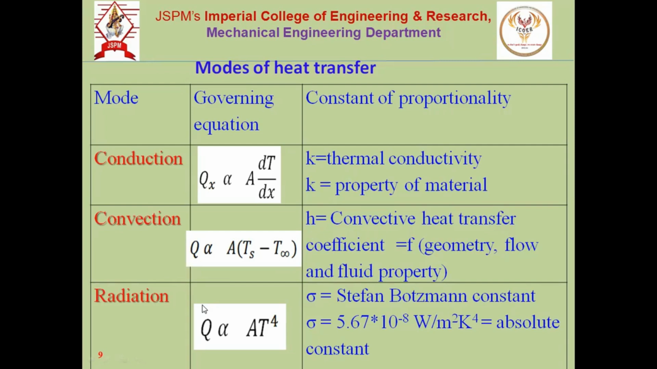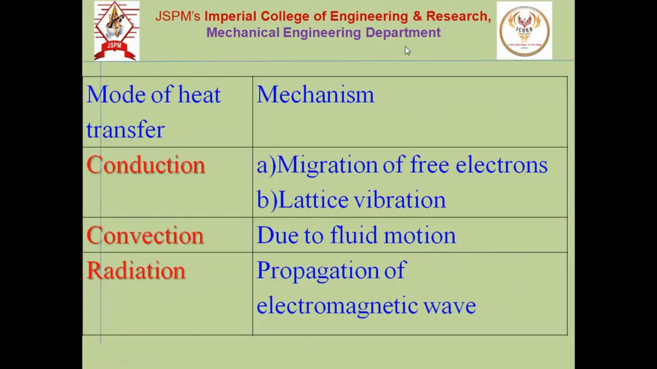In the radiation, heat transfer is directly proportional to the fourth power of absolute temperature and area. And the constant of proportionality is an absolute constant. Sigma, that is called the Stefan-Boltzmann constant, is the absolute constant. It is 5.67 into 10 raised to minus 8.